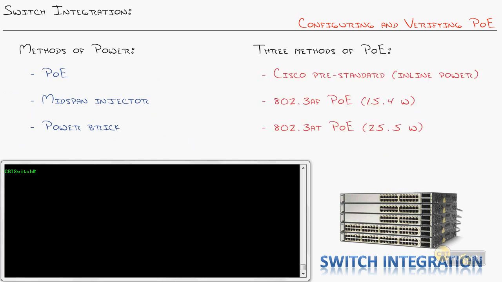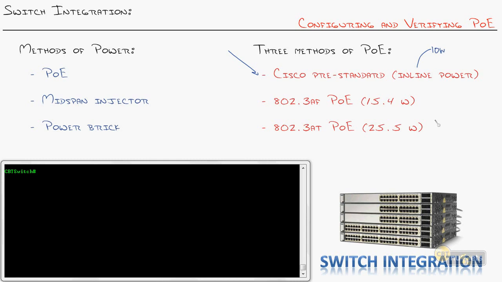There are three methods that a Cisco switch can use, depending on the model of switch, to deliver power over Ethernet. The first is Cisco pre-standard. Cisco was first to the game with power over Ethernet, and before there was an industry standard PoE out there, Cisco created their own. It was called Cisco Inline Power, and it worked well for years. It actually got up to 10 watts maximum of power that it could deliver.